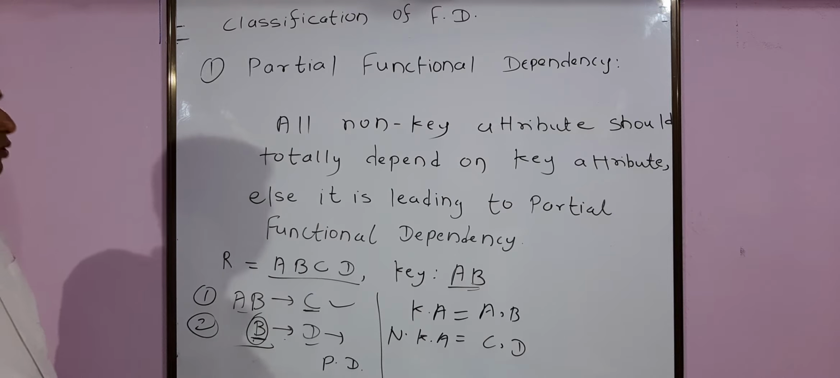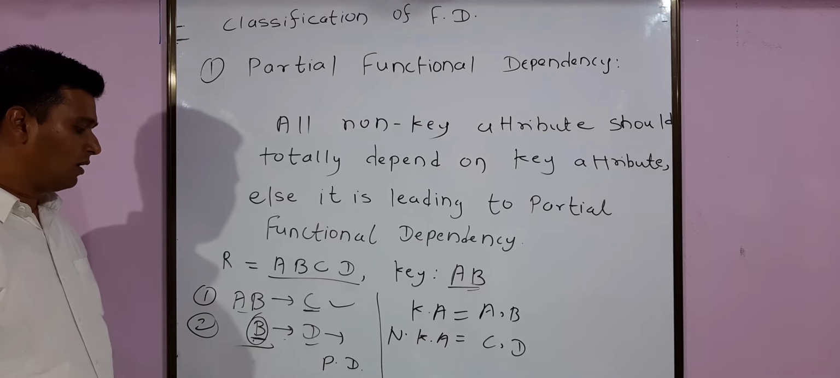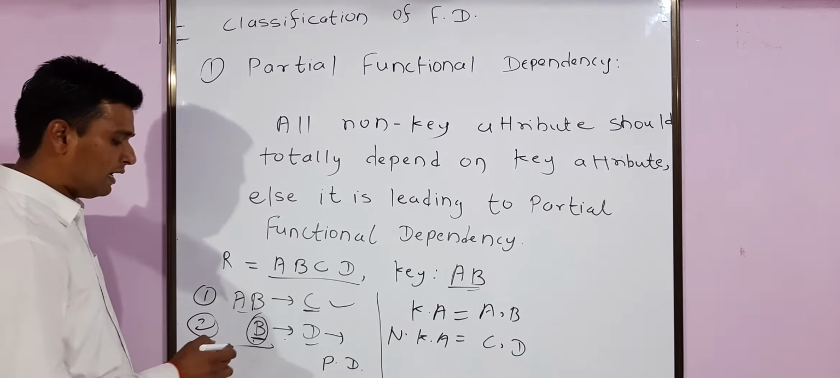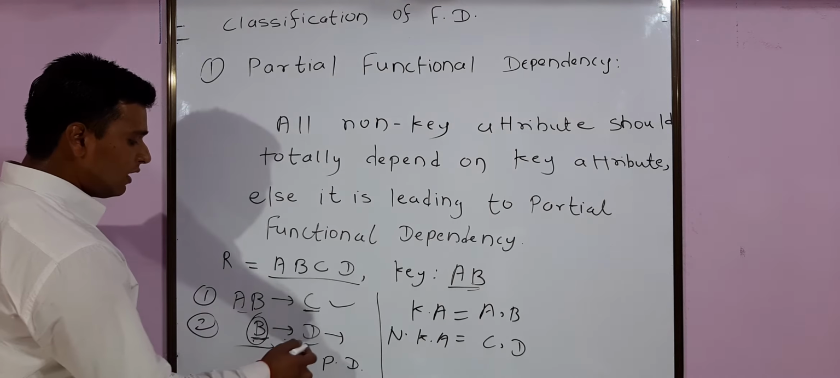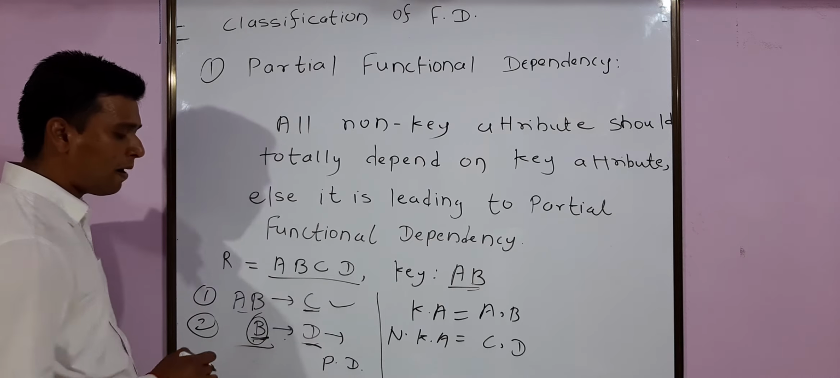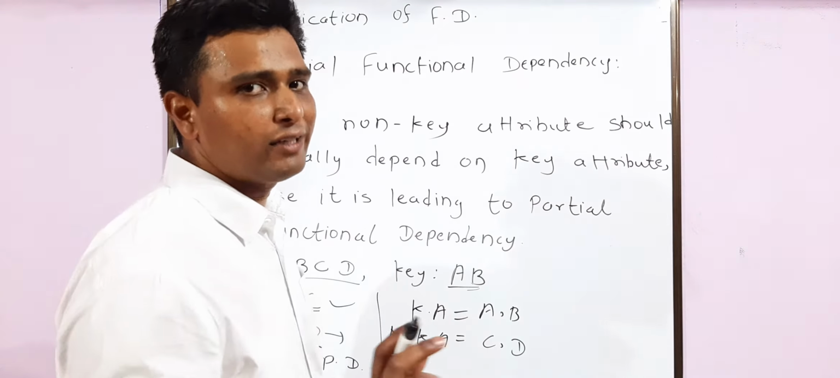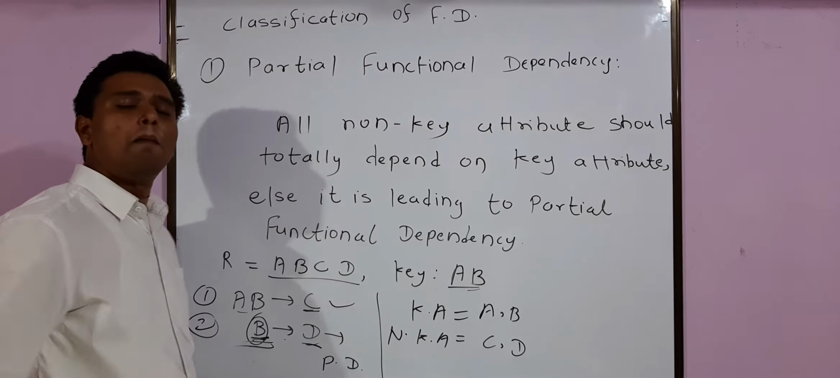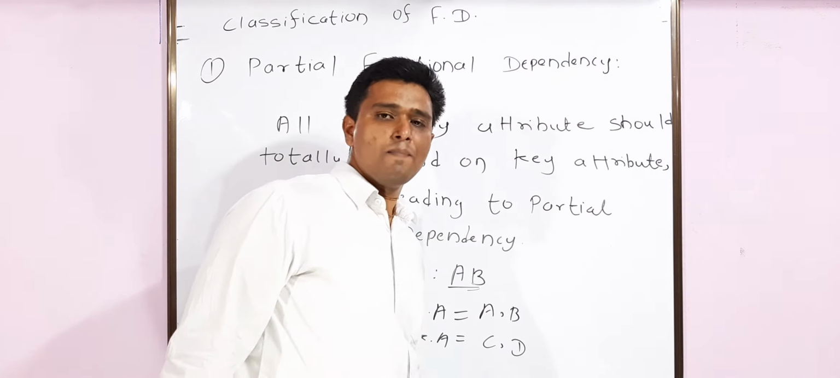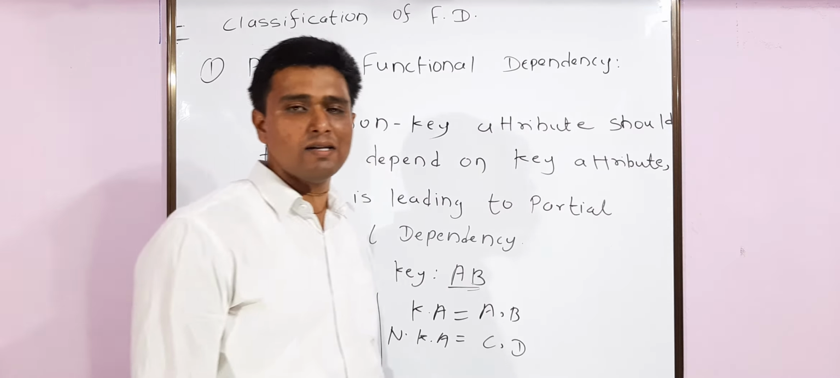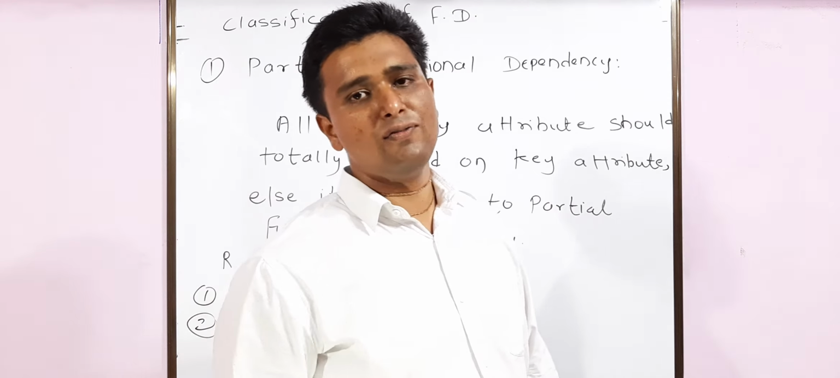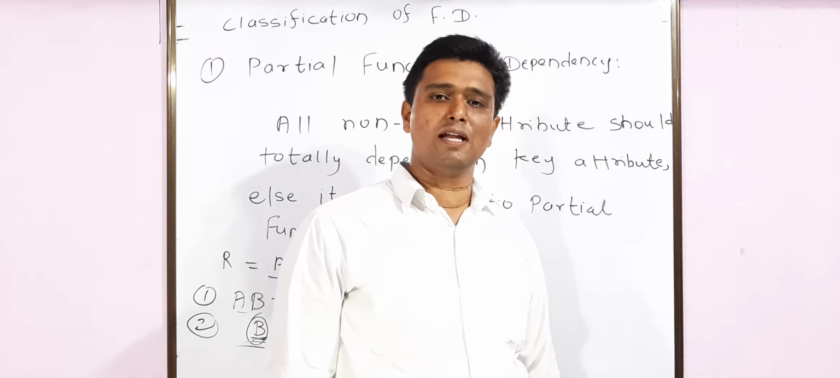So this is called partial dependency. Once again I am telling you that B is a part of the key and the non-key attribute is depending on a part of the key. Whenever you find a non-key attribute depending on or determined by a part of the key, that time partial functional dependency will be there. Now we will move towards transitive functional dependency, and these definitions will be very helpful for understanding 2NF, 3NF, BCNF, first NF.